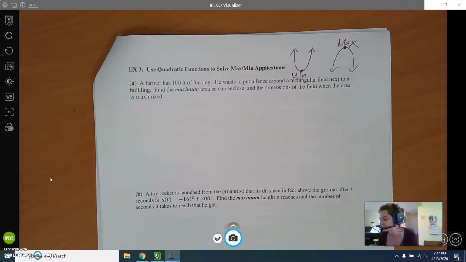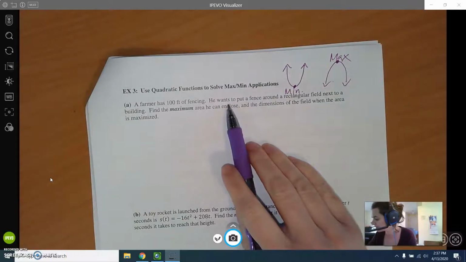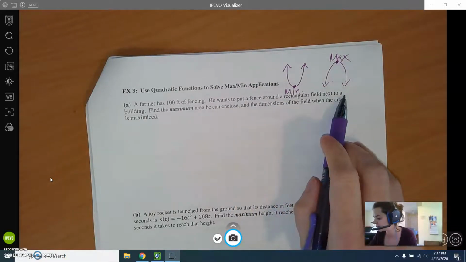Let's do some. First, in part A, a farmer has 100 feet of fencing. He wants to put a fence around a rectangular field next to a building. Find the maximum area he can enclose and the dimensions of the field when the area is maximized. So let's draw ourselves a picture here. We have a rectangular field that's next to a building.